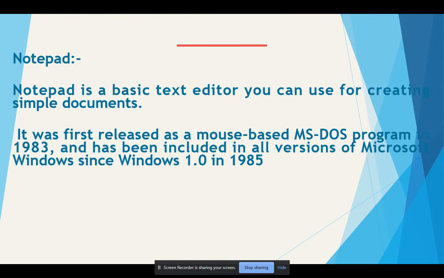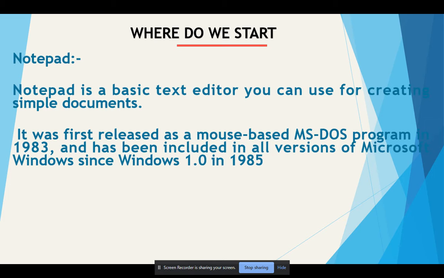Here I'll write a basic definition about Notepad. Notepad is a basic text editor you can use for creating simple documents. What is the meaning of simple document? In every system or every PC, a Notepad is provided by default by Microsoft. This is basically a text editor that can be used in many ways. Like if you want to build a text file, the extension will be .txt.